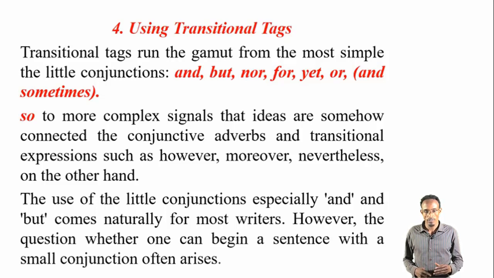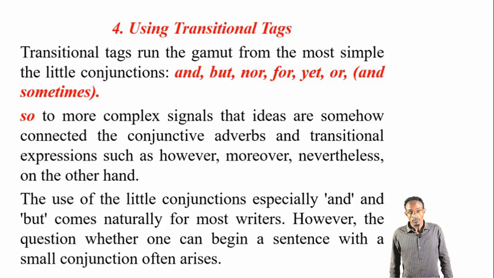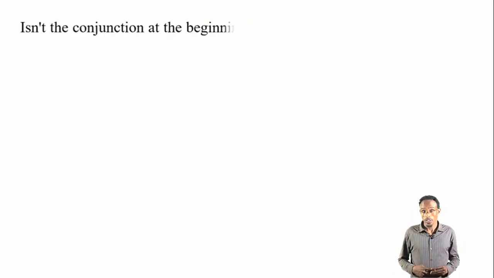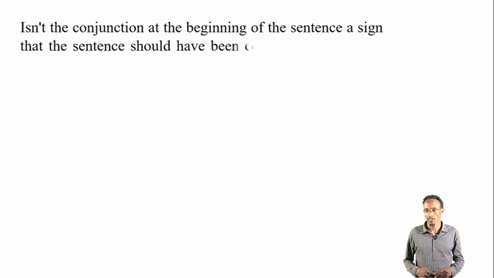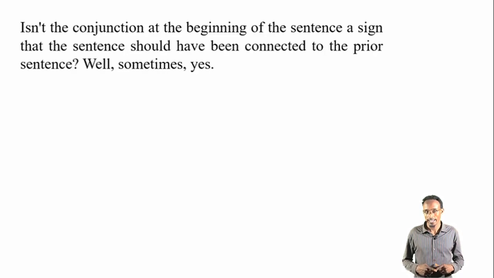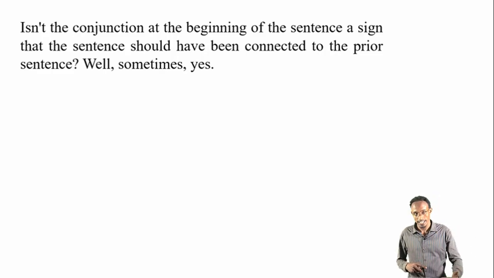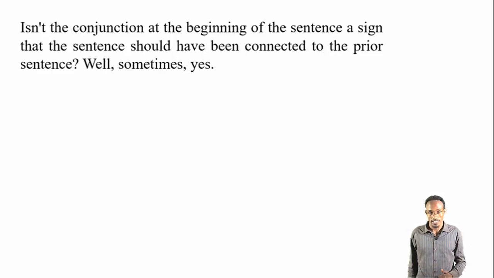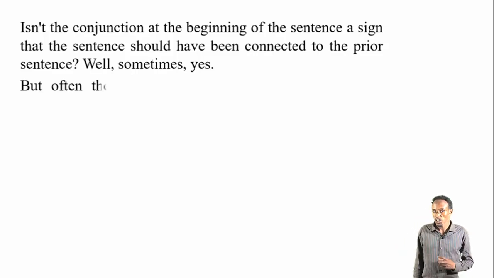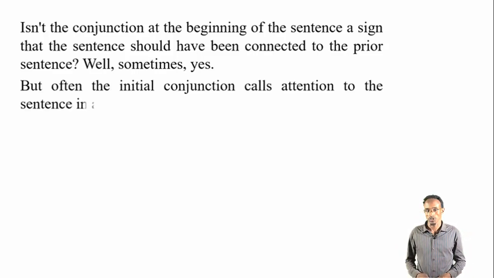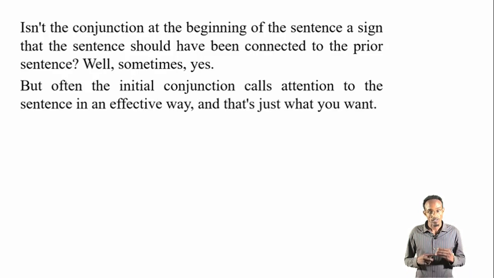The use of little conjunctions, especially "and" and "but," comes naturally for most writers. However, the question whether one can begin a sentence with a small conjunction often arises. Isn't the conjunction at the beginning of a sentence a sign that the sentences should have been connected to the prior sentence? Well, sometimes yes.